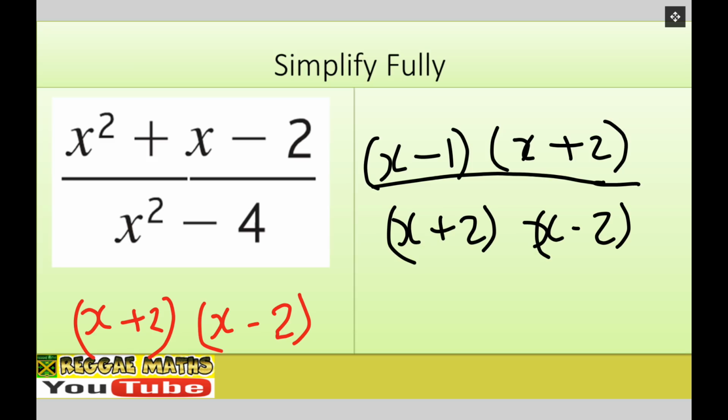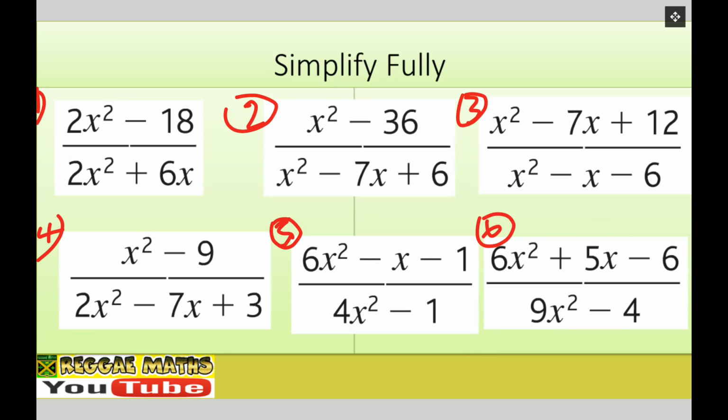So collecting or cancelling similar terms, x plus 2 over x plus 2, so your answer is going to be x minus 1 over x minus 2. Okay, so you have enough there to practice.